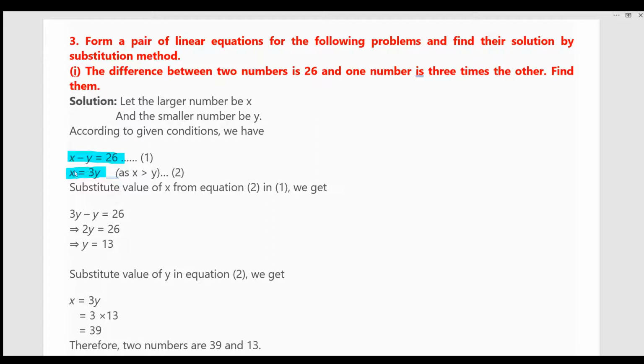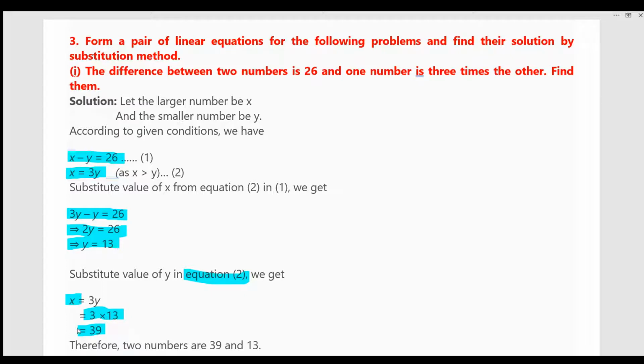Now I will substitute this value of x in the first equation. So I will get 3y minus y is equal to 26. Solve this, you will get 2y is equal to 26 or y is equal to 13. Now this value of y we will substitute in equation 2. This is my equation 2. I will substitute this value of y in equation number 2. So I will get x is equal to 3 multiplied by 13, which is equal to 39.